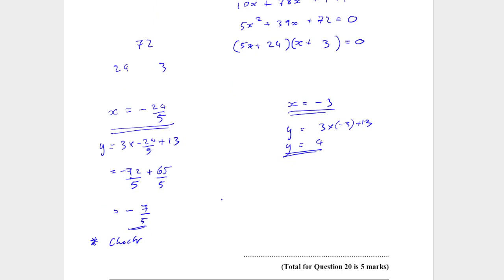So I'm going for my pairs of values are x is equal to minus 24 over 5 and y is equal to minus 7 over 5, or x is equal to minus 3 and y is equal to 4.